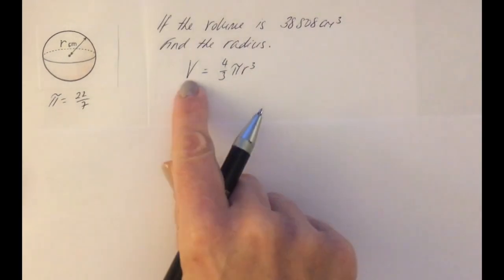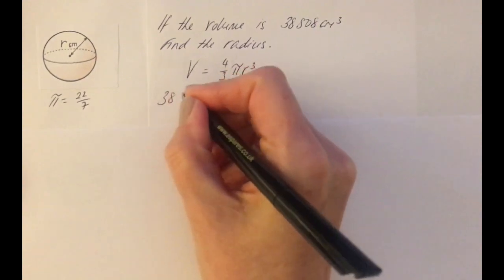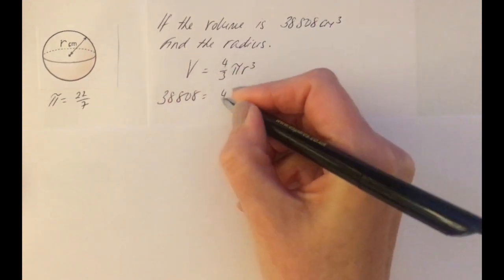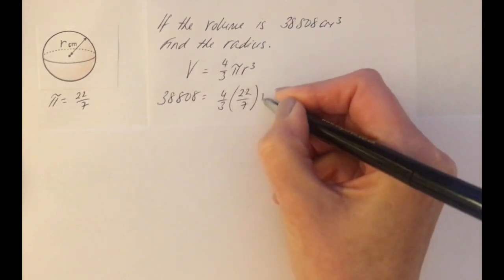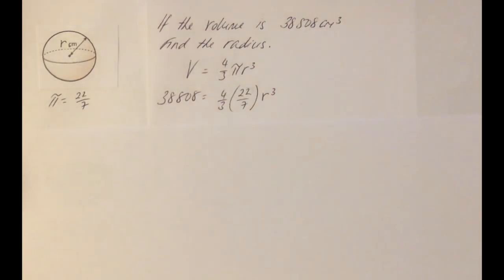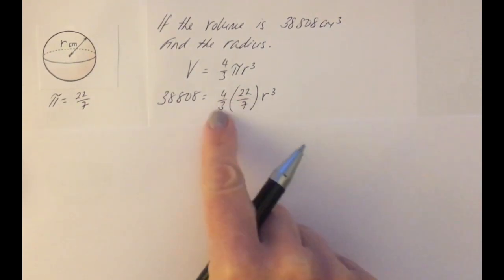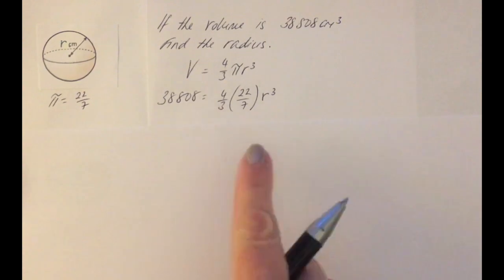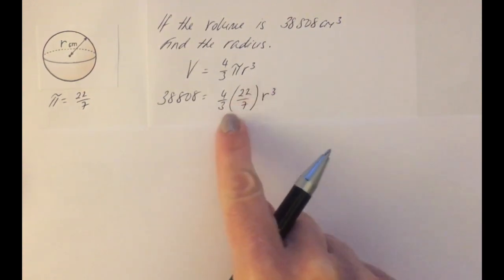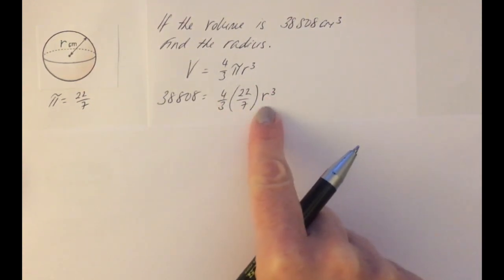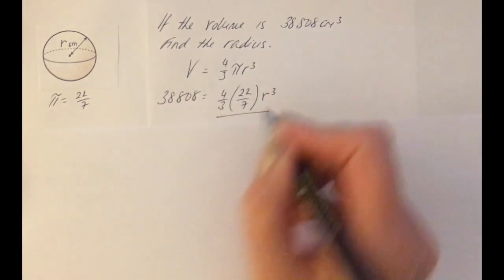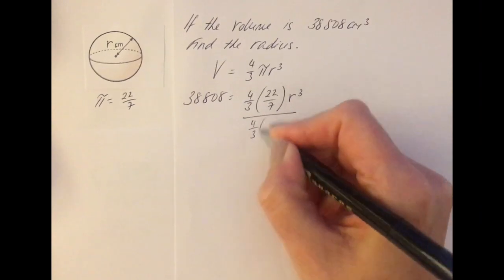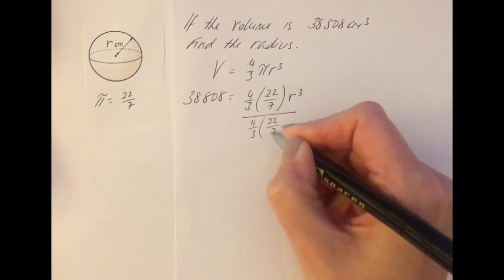Okay, so this time I can fill in for the V, which is 38808, equals 4/3. Pi is 22 over 7. And of course, r we don't know, so we may leave that as r cubed. Now, rather than evaluate this, because I'm probably going to get something really nasty, because I want to get rid of it, and it's all being multiplied to the r cubed, I'm going to go ahead straight away and divide by it. I'm going to divide the right hand side by 4/3 times 22 over 7.